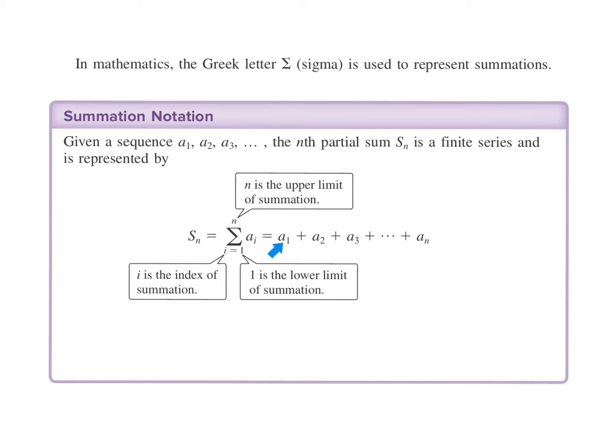And the way we indicate that is the first term plus the second term plus the third term plus the whatever term, all the way up to the nth term. We add that all up, and that's our nth partial sum or our finite series. Okay. We can also have an infinite series.